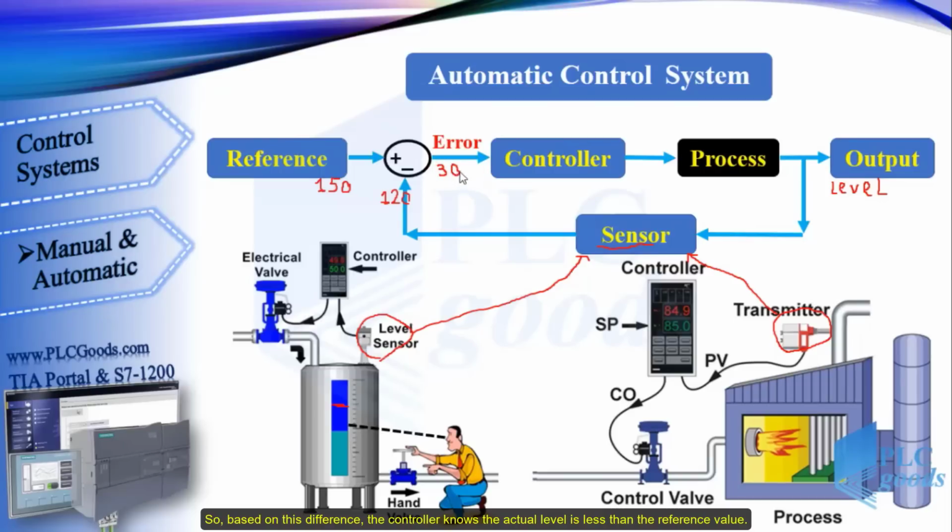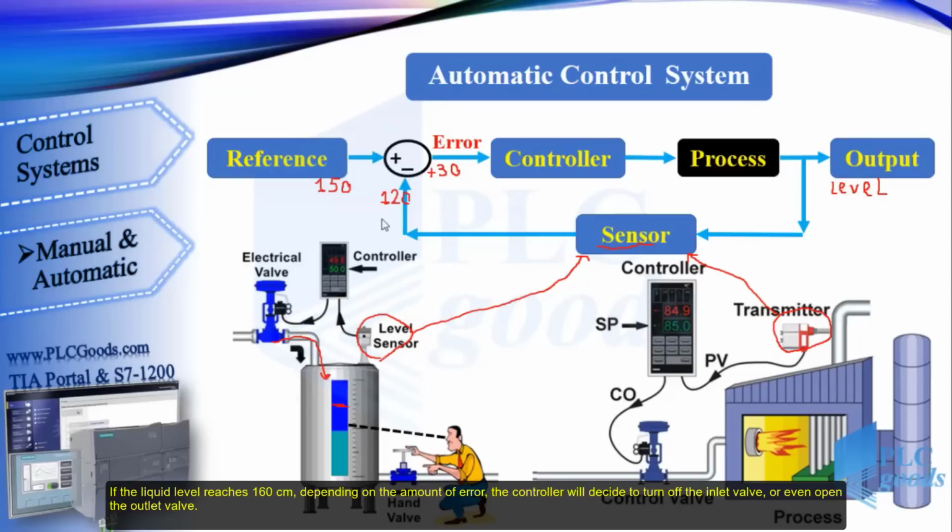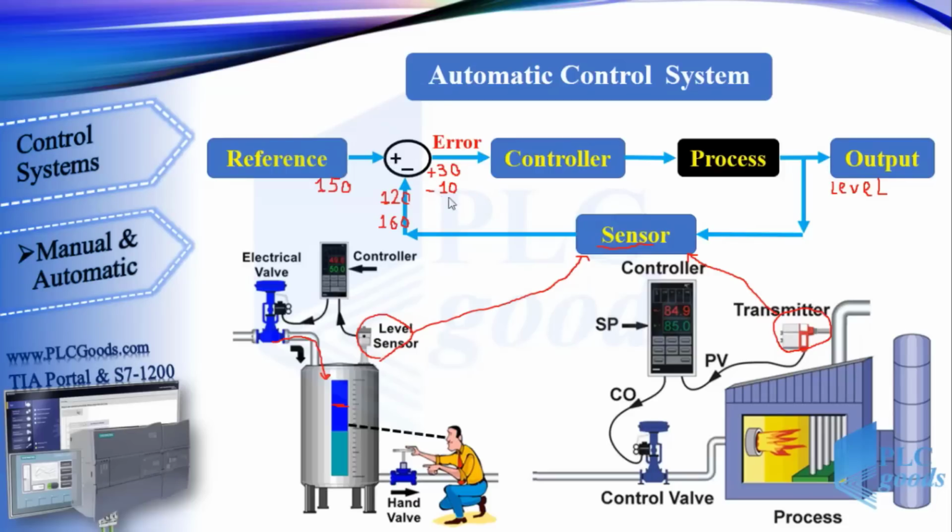So based on this difference, the controller knows the actual level is less than the reference value. Then the controller will decide to turn on the inlet valve to increase the liquid level inside the tank. If the liquid level reaches 160 centimeters, depending on the amount of error, the controller will decide to turn off the inlet valve or even open the outlet valve.